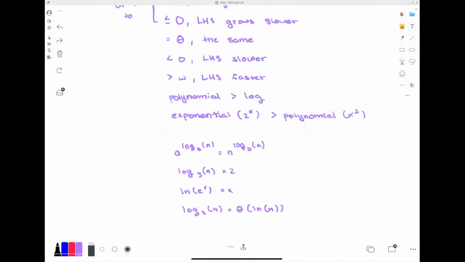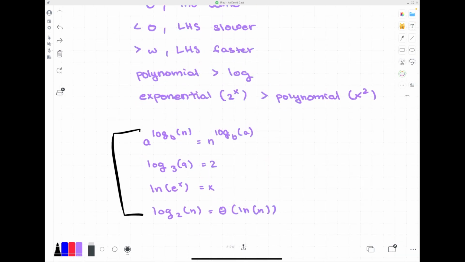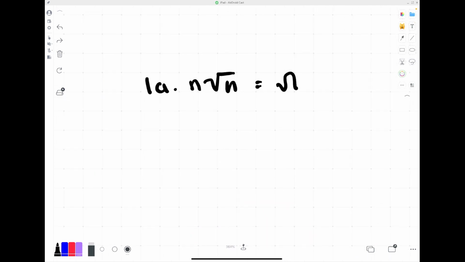And then here, just some reminders that polynomials grow faster than logs, and exponentials like 2 to the x will always grow faster than polynomials like x squared. And then here are some log definitions that I think are important to remember for the test. So now I'm going to start on problem 1a, which is n square root of n is equal to big omega n squared.